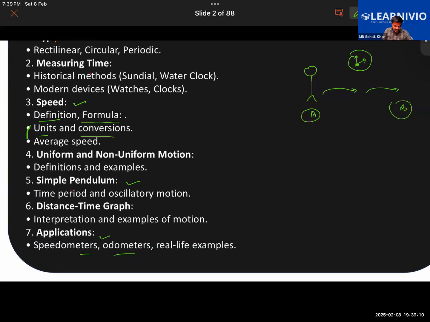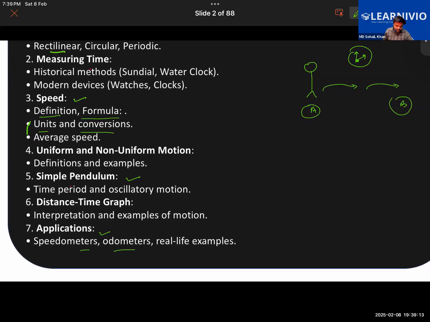Then there were various types of motion, like rectilinear, circular, and periodic motions. We also learned about rotational motions, right? Then about the measurement of time, how people in the early days used to measure time with traditional methods, like by looking at the position of the sun and the stars in the sky, and with the help of the sundial, the water clock, etc. Sand clocks were also used.